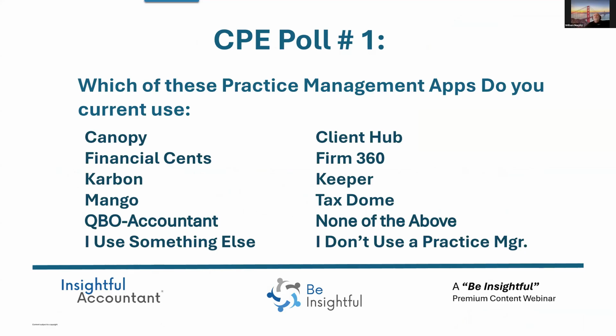Now, this is our first CPE polling question. And remember, you must answer all 3 of the CPE polling questions. We want to know which of these do you currently use. Now, if you use something else, there's an option for I use something else. If you don't use a practice manager at all, there's an option for that. If you use one, but it's none of the above, you can answer that, which I guess is essentially the same thing as I use something else.